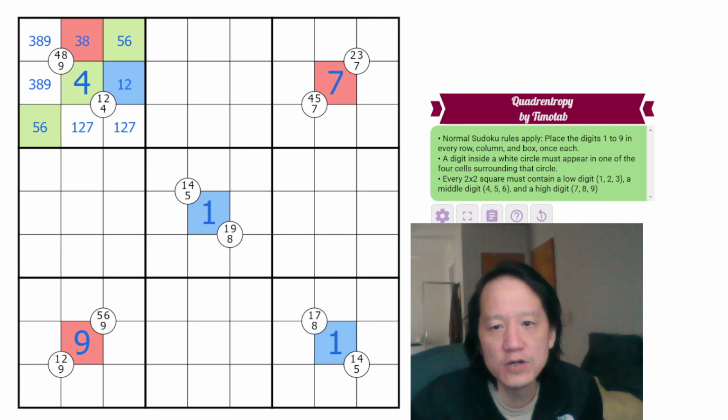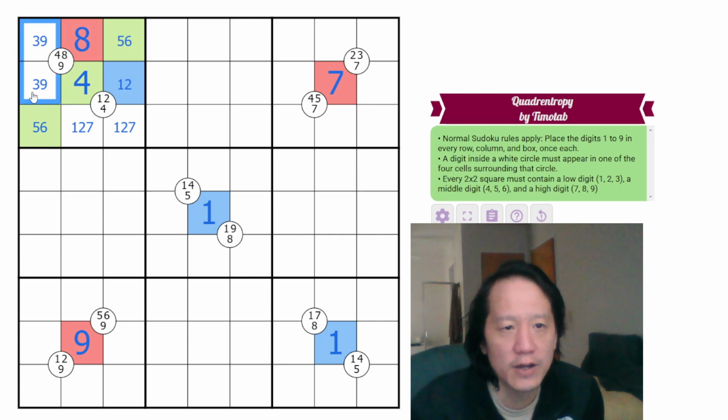So therefore we know this is an 8 because it cannot be a low, it has to be a high, which means this cannot be 8. We have a 3, 9, 3, 9 pair now here.